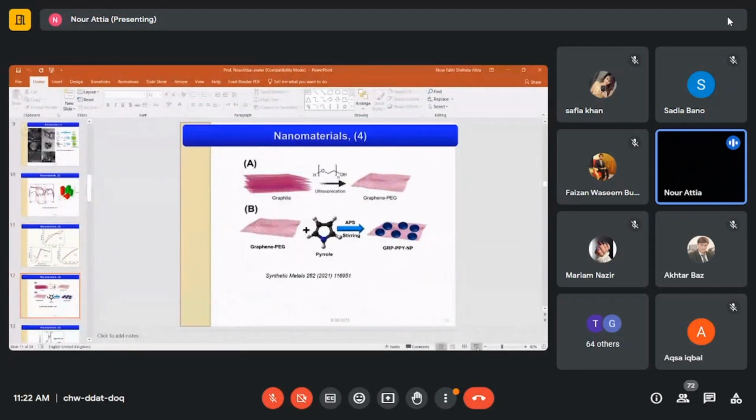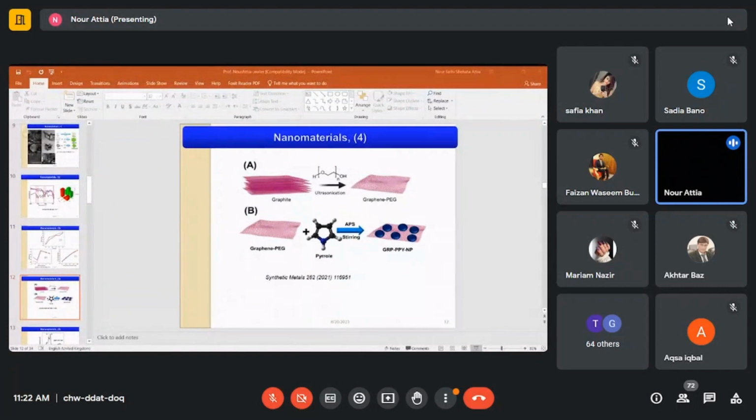I just gave you examples of 0 dimension, 1 dimension and 2 dimension active materials. But now I will give you another example about graphene prepared from graphite. Slide number 12, you see, right? Yes, sir. Okay, so this is graphite, and this is graphene, exfoliated from graphite using ultrasonication in the presence of polyethylene glycol, then finally decorated with polypyrrole nanoparticles and used for heavy metal removal. The study was very interesting. I will show you the mechanism.